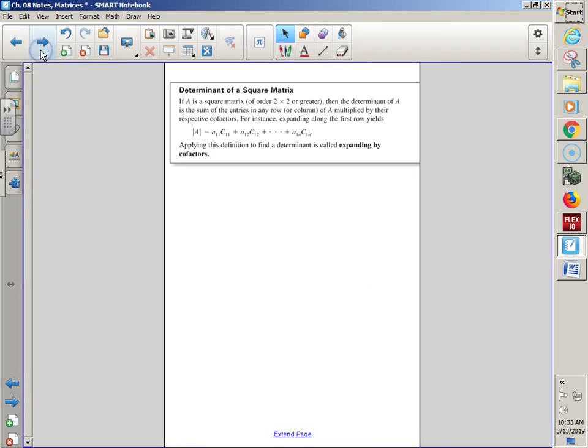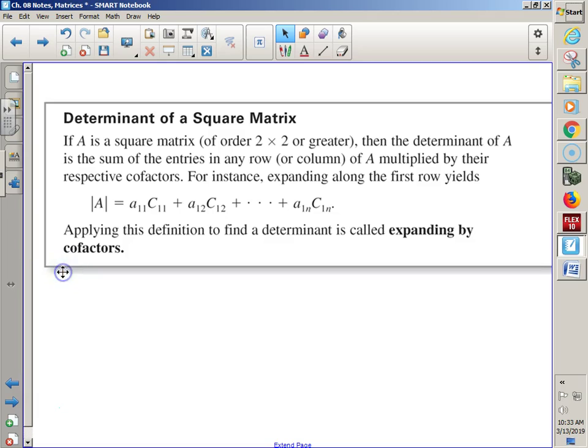So hang in there. What did we just do? What we just did is basically this formula. Now, guys, you don't need to memorize this whole thing. Just check it out, and then write down what's important. A determinant of a square matrix of any size. Okay, of any size, not just 2 by 2s, but 2 by 2s or greater.